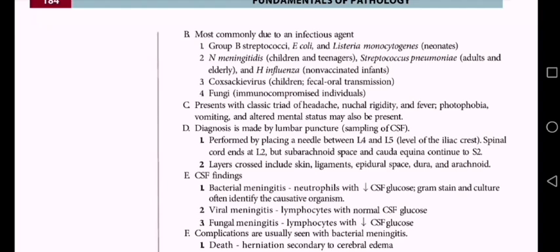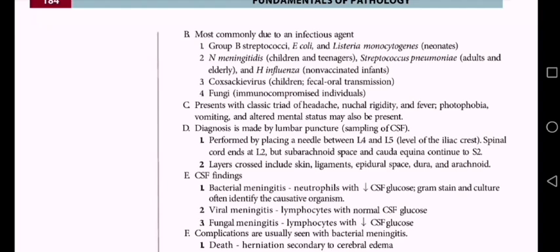Fungi, in immunocompromised individuals. Presentation is with the classic triad of headache, nuchal rigidity, and fever; photophobia, vomiting, and altered mental status may also be present. So be vigilant. Diagnosis is made by a lumbar puncture, which is very common in neurology clinics. Sampling of the CSF is performed by placing a needle between L4 and L5. We have to just remember the levels.